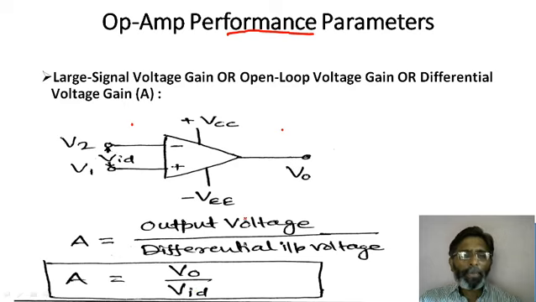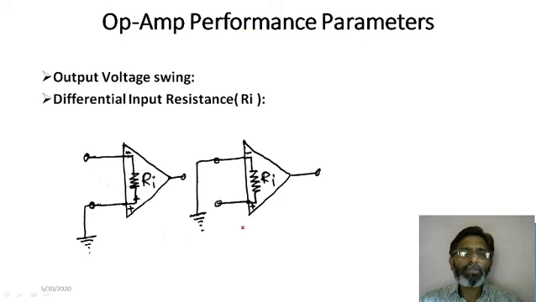And obviously for the ideal amplifier, we expect that this gain A should be infinite, but practically it will not be, and practically we expect that it should be as high as possible. For the practical op amp 741, its value is 2 into 10 to the power 5. That we will see at the end. I will give you all these values in the form of a table.